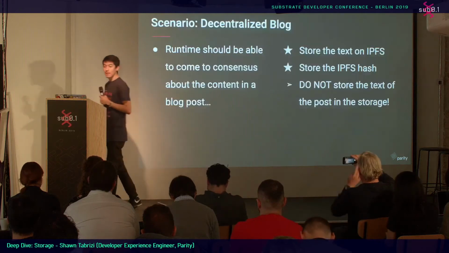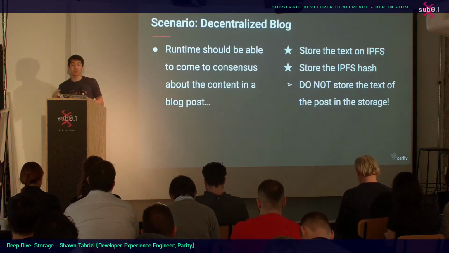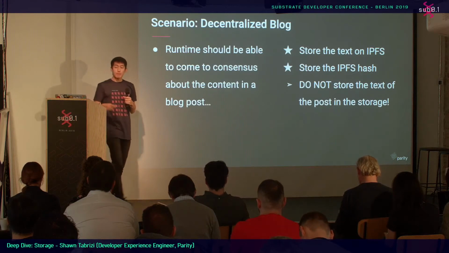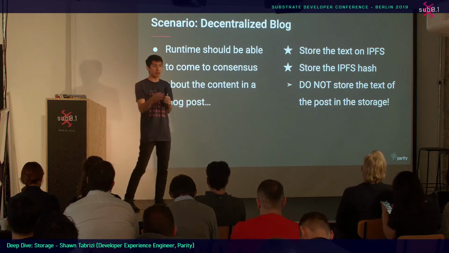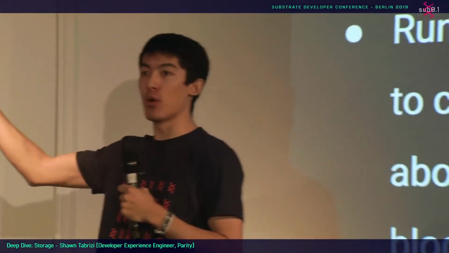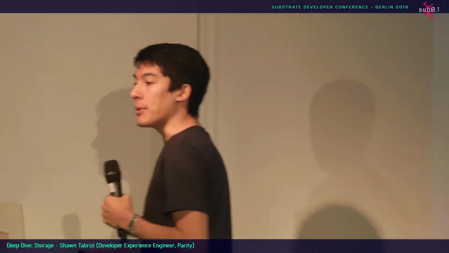Let's think about a scenario like a decentralized blog. The runtime should be able to come to a consensus about the content of the blog post. I think we all agree that what blog post is there should be known. But you don't need to store the entire text. You could use IPFS: store the text on IPFS, receive a unique hash, and store that hash on the blockchain. You achieve the same consensus-driven approach without bloating your storage with unneeded metadata.